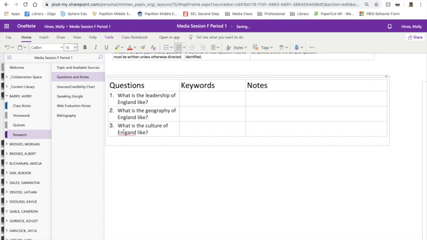If you ever get that, you can always right click on it and it will give you some options to change the spelling. So I have my 3 complex questions. They're big questions. And then we'll work on keywords and notes later. I don't want you to answer your questions. I only want you to ask them.